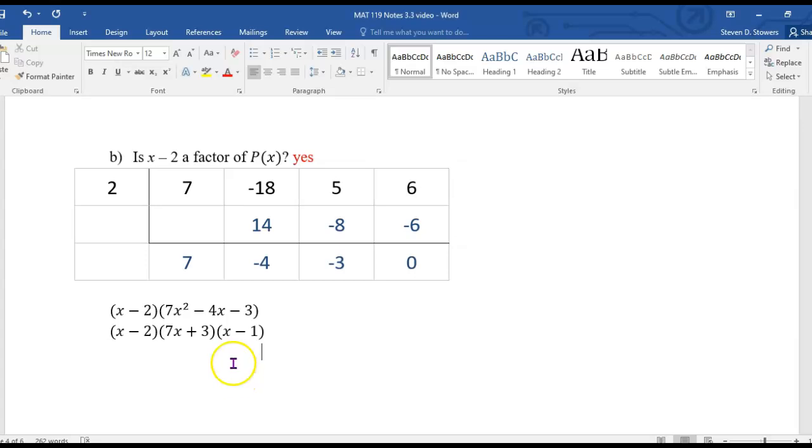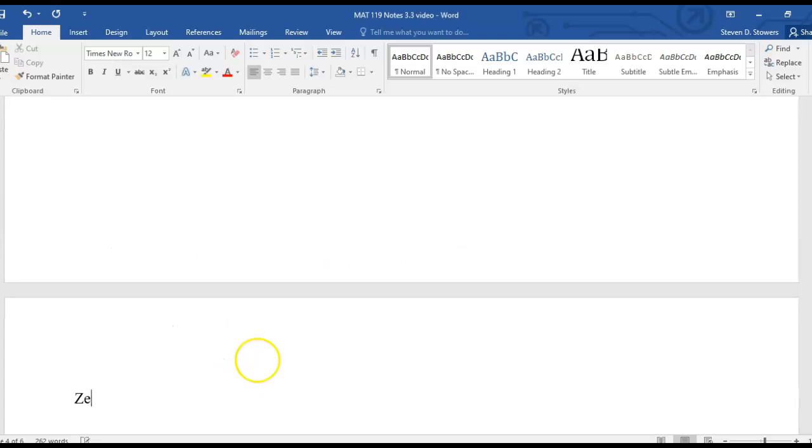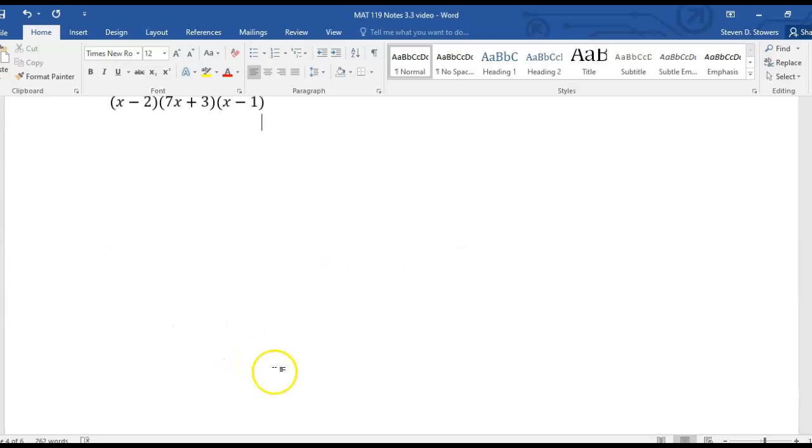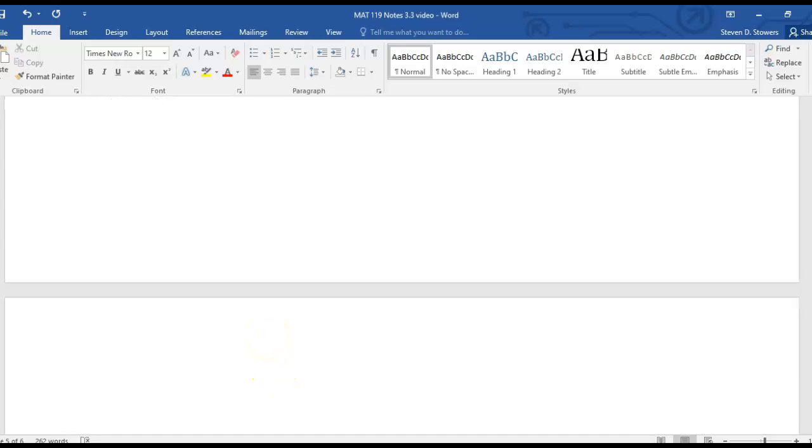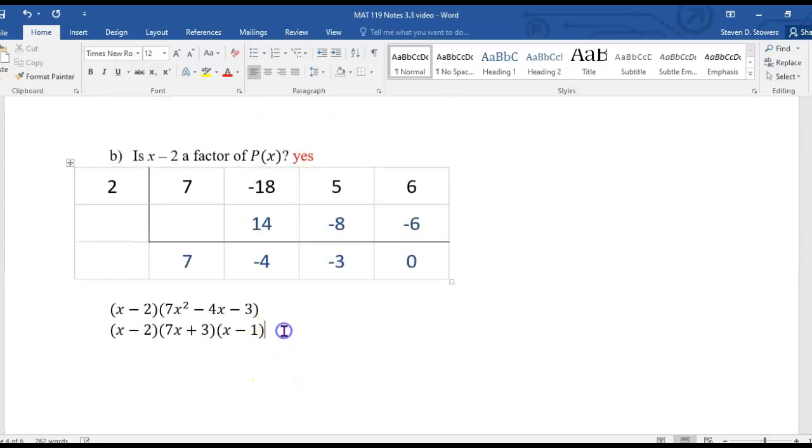So the zeros of that polynomial, oops, why did it skip down? Okay, so the zeros of that polynomial are 2 and then -3/7 and 1.